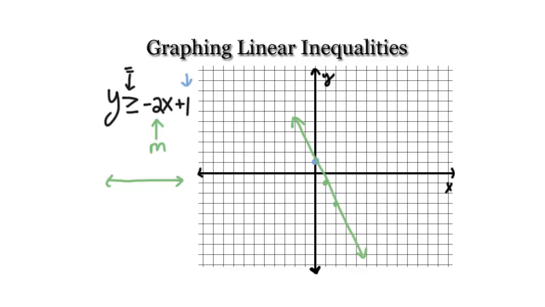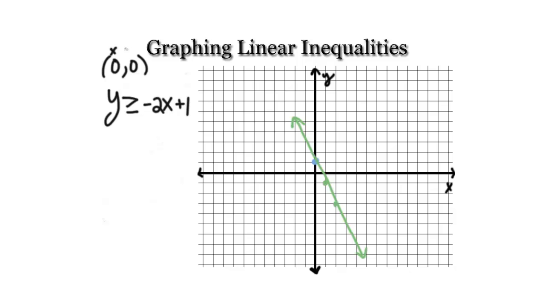And the next thing we want to do is to determine which side we will have to shade. Right? So in order to do that, you pick a point. And the best point to use is 0, 0, which is the origin. Right? So we plug in 0, 0 into this inequality. Let's see if it's true or false. Alright, so we decided to use 0, 0 as our test point, right?